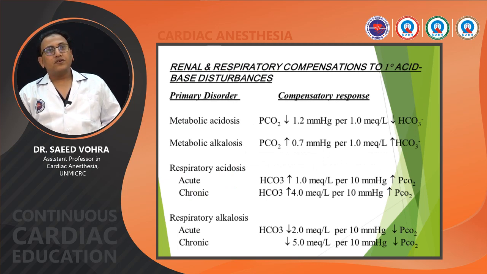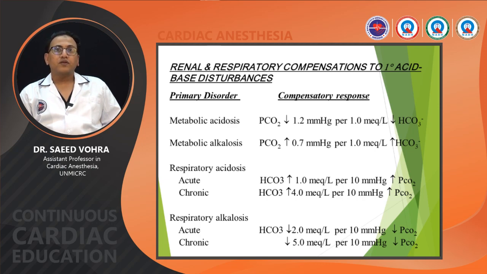If the primary disorder is metabolic acidosis, then the CO2 decreases by 1.2 mmHg per 1 milliequivalent decrease in bicarbonate. If the primary disorder is metabolic alkalosis, then the respiratory compensation is an increase of 0.7 mmHg of CO2 per 1 milliequivalent per liter increase in bicarbonate.